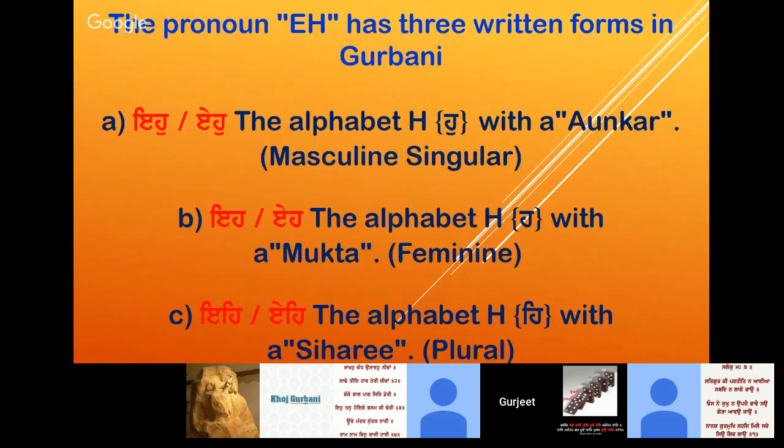Now there's another case like the ehe. See how many different forms of this word comes. Ehe with the la and the sihari, and they are masculine singular. But when a and a are coming with the mukta, they are feminine. And when a sihari and both e and la, then they are case of plural. And this rule is being followed very strictly in the whole of the Gurbani writing.